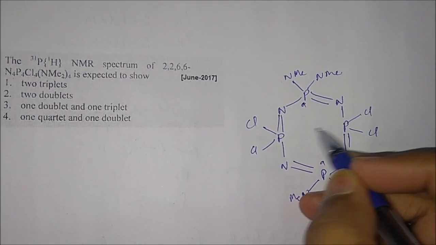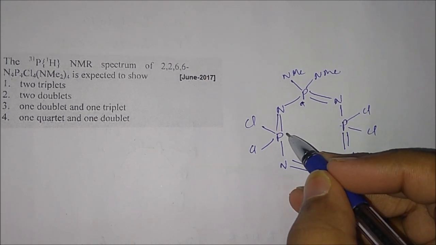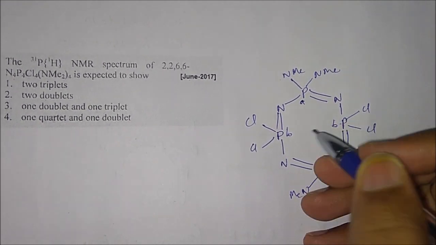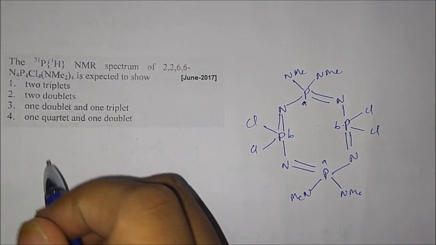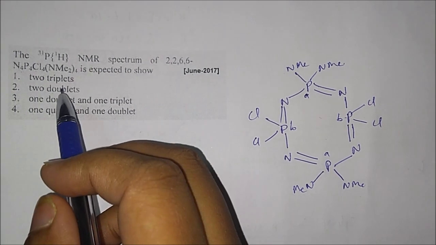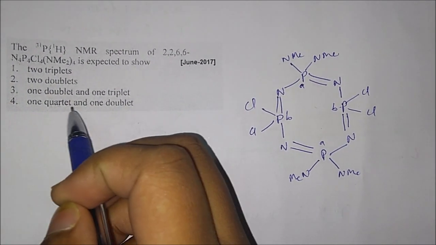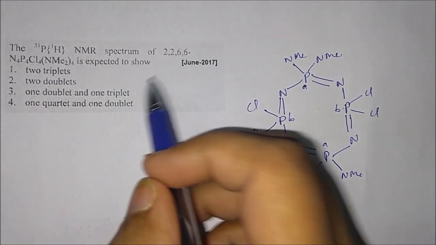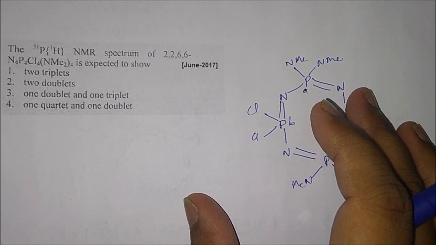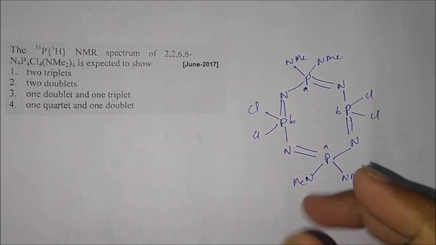Similarly, this phosphorus and this phosphorus are both the same, because the electronic environment for both of them is the same, so I am labeling them as B. So now we have two types of phosphorus, which means we get two types of signal. The two could be either two triplets, two doublets, one doublet and one triplet, or one quartet and one doublet. So two signals, as given in the four options. So we can confirm that we have drawn a somewhat correct structure.